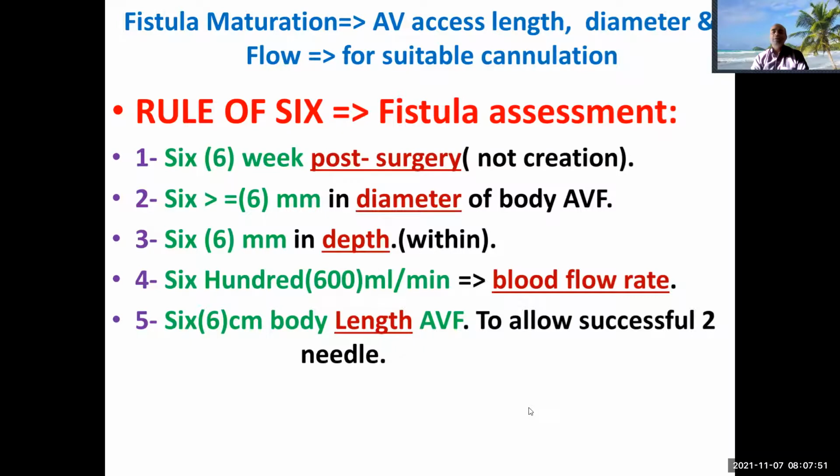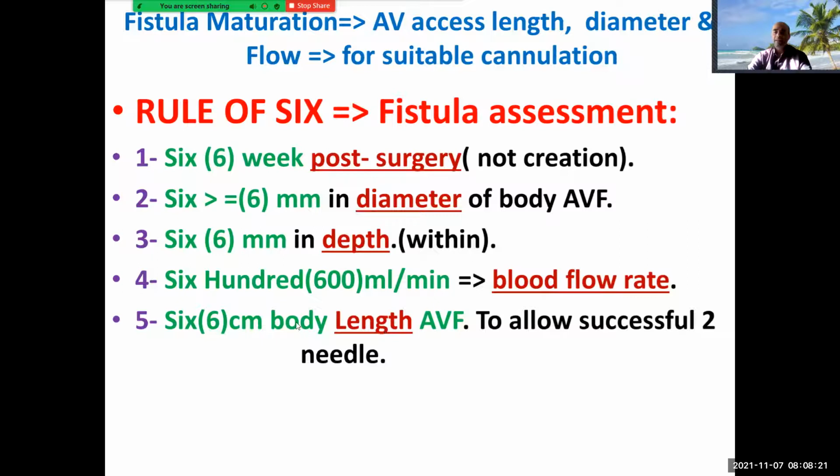We just said 6 weeks post-surgery, not post-creation. Number 1 in the rule of 6 in fistula assessment: 6 weeks post-surgery at least, and maybe 8 weeks, maybe 12 weeks, according to the maturation of your fistula. At least diameter 6 millimeter, depth 6 millimeter, and the blood flow 600 ml per minute.